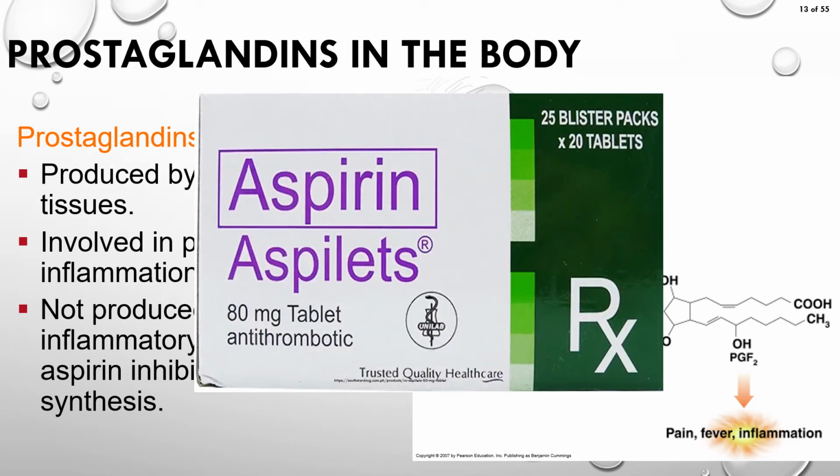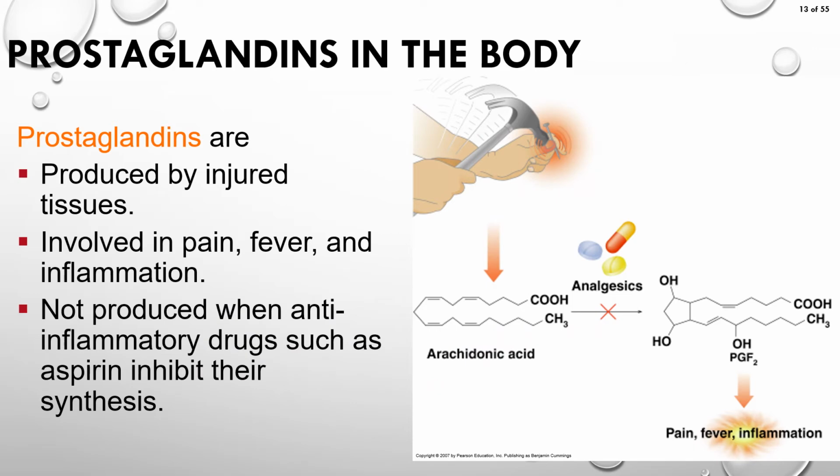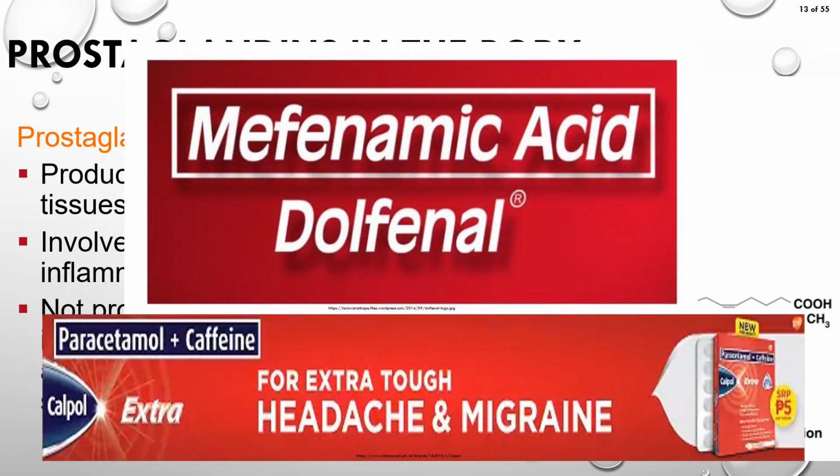Okay, just a little bit of history. When I was still a child, whenever I got sick, I had fever, my mother would give me aspirin. Brand name is Aspilets. Its generic name is acetyl salicylic acid. Mefenamic acid and paracetamol were not yet that common that time. So aspirin or acetyl salicylic acid, mefenamic acid, and paracetamol are all analgesics or pain relievers.